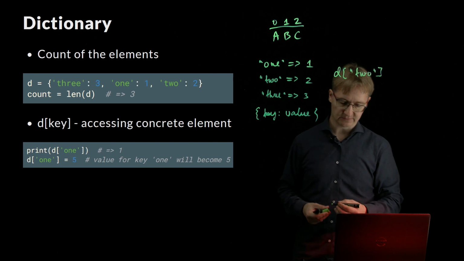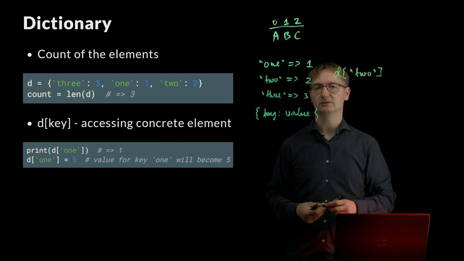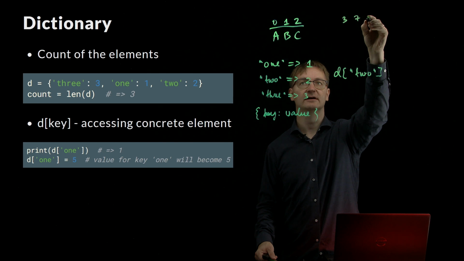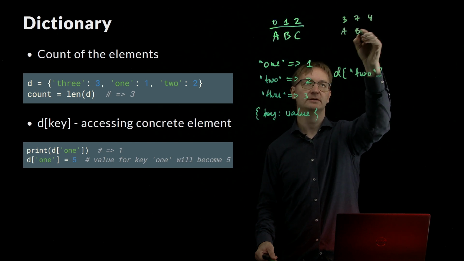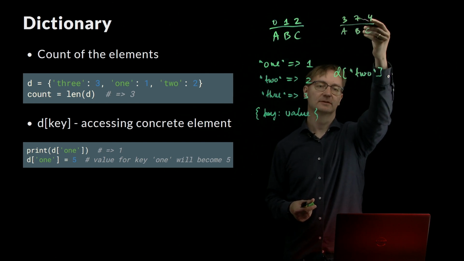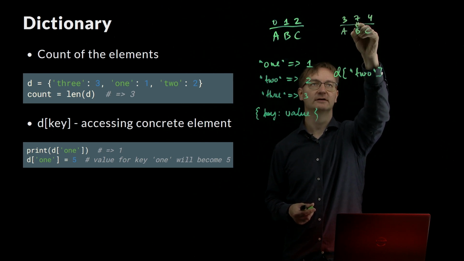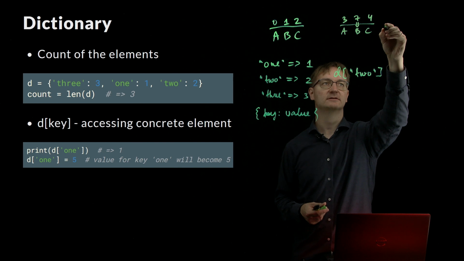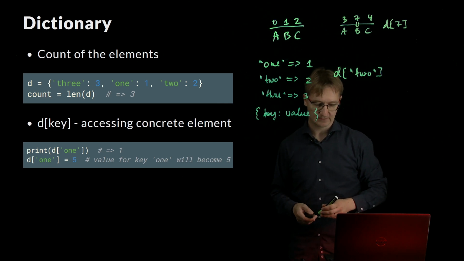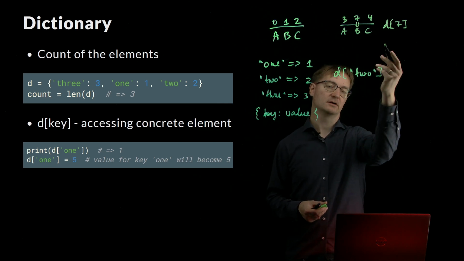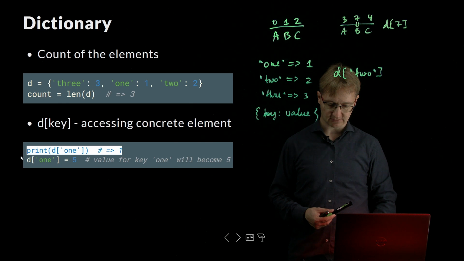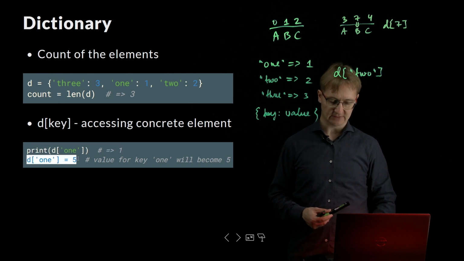Here I have examples with keys as strings, but keys can also be numbers. So for example, I can have a dictionary where I have 3, 7 and 4, and they point to A, B, C. Now if I want to know what's the value for 7, then I know it's B. And I can access it by saying D at position 7 and so on. Now I can print it out, or I can also change the value as shown here. So I print out that the value is 1. Now I change the value to 5.